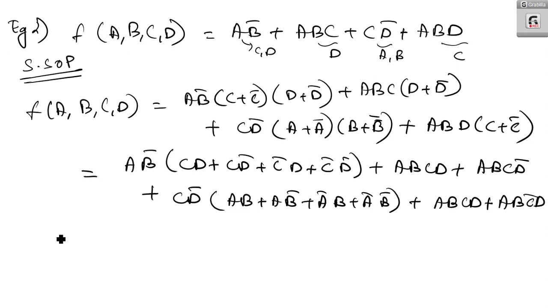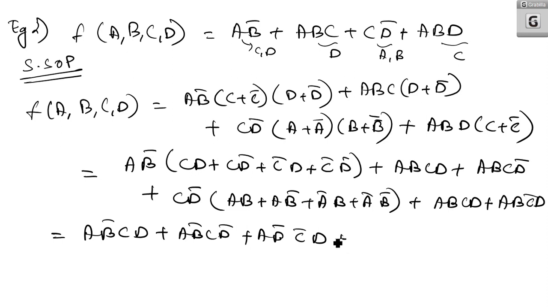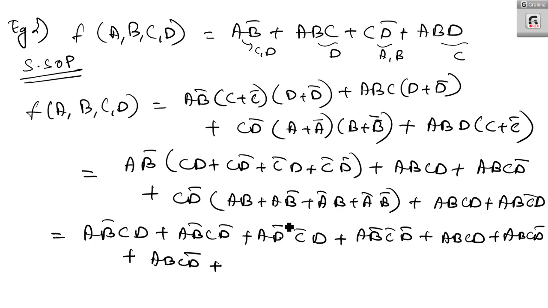Now again expand the brackets: a b bar c d or a b bar c d bar or a b bar c bar d or a b bar c bar d bar or a b c d or a b c d bar, or again you will get a b c d bar or a b bar c d bar or a bar b c d bar or a bar b c d bar.